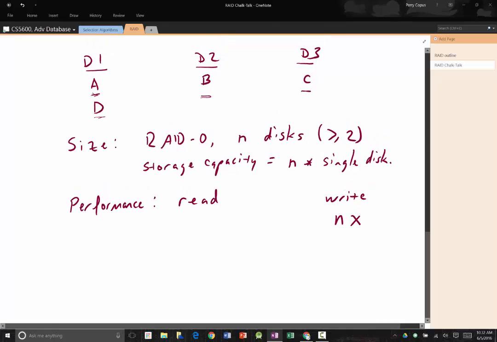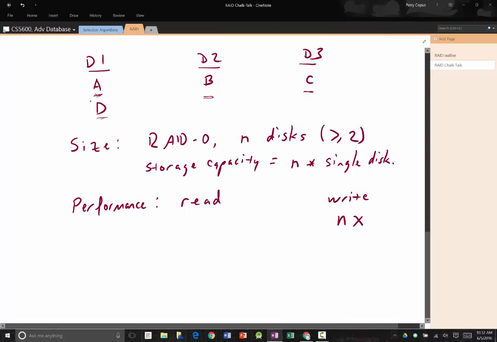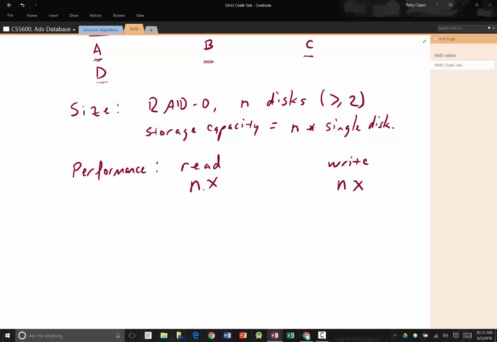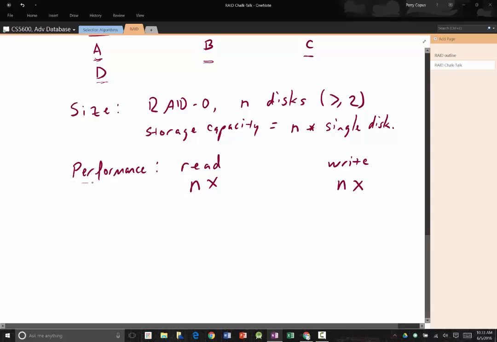With the read performance, notice too I can do these reads in parallel. I can read from disk 1 and disk 2 and disk 3 simultaneously. So it's the same thing. The performance in read, it's n times as fast. If I have 5 disks, it's 5 times as fast as a single disk if the disk controller and the system can otherwise keep up. So you see, I've multiplied my performance by n. I've multiplied my size times n.